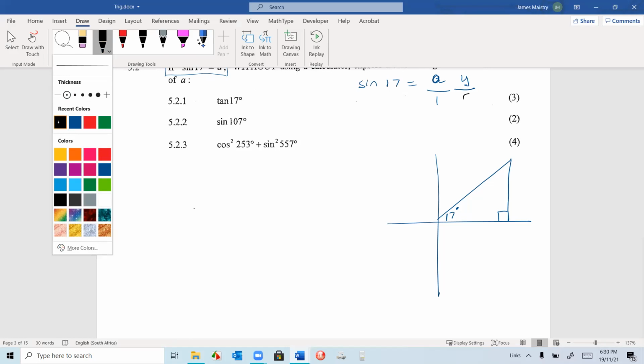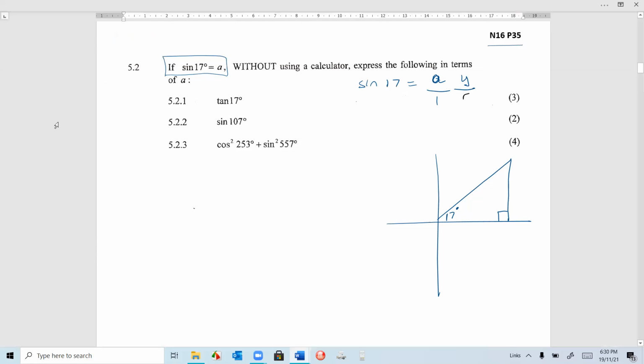Any questions there? Is that making sense to you? So we're going to take that and put it into our diagram now. The Y value according to this is A, so there's our Y value to be A. The R value is 1, there's our radius to be 1.